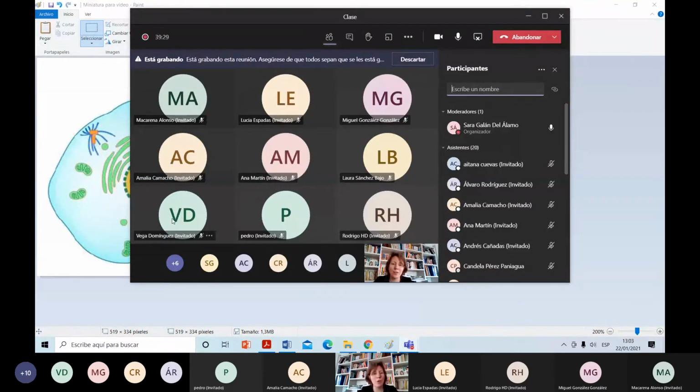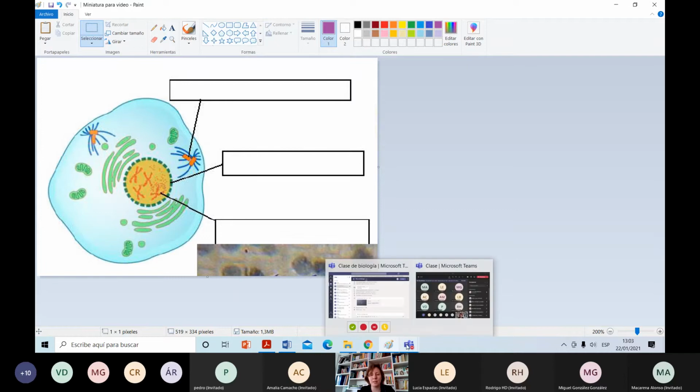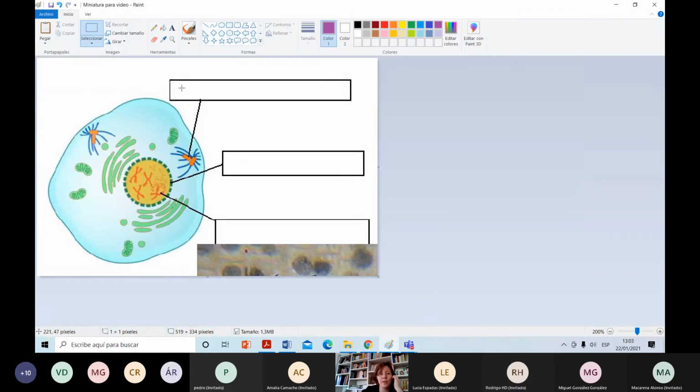Laura, que no me has dicho nada. Which phase of mitosis is represented here, or which phase of the cell cycle? Because it might be interphase. Is it interphase, prophase, metaphase, anaphase, or telophase? What do you think that we've got there? Prophase. Is it prophase? Yes, you're right.